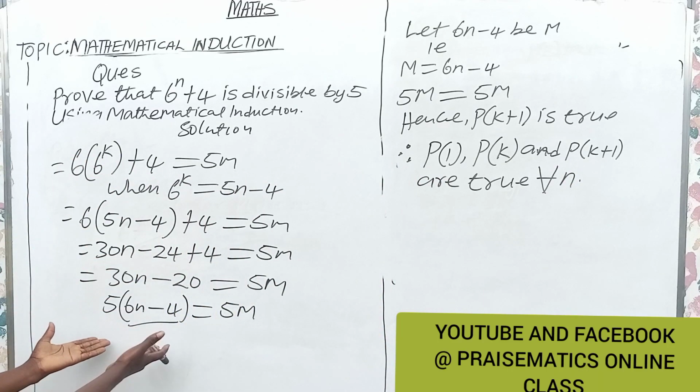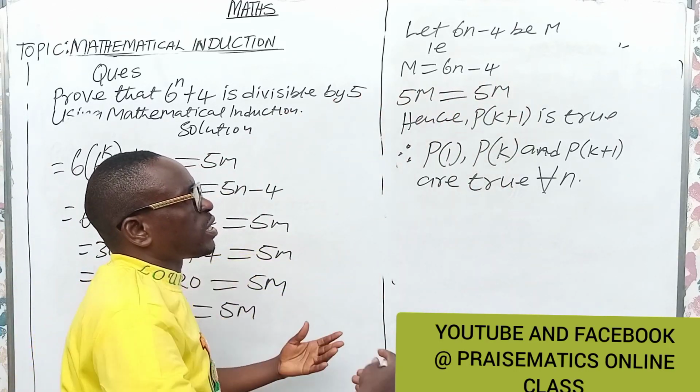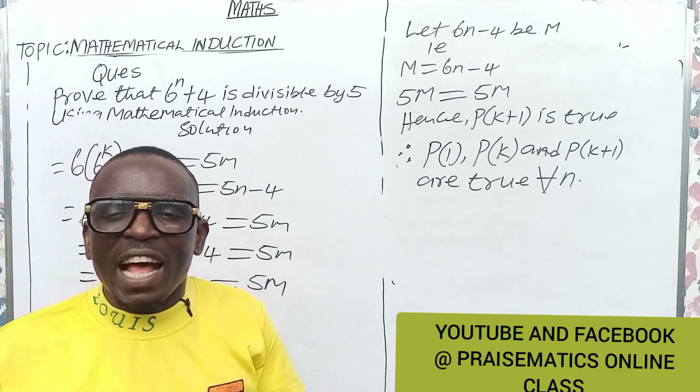Now, after proving this, you now see that this 5m is equal to 5m, and if you divide it, you still get it. That is, it is divisible by 5.